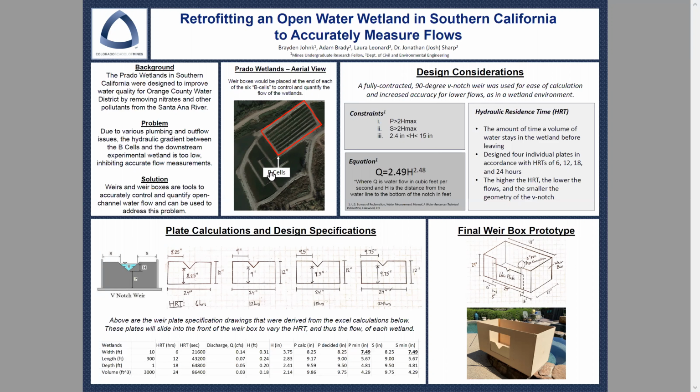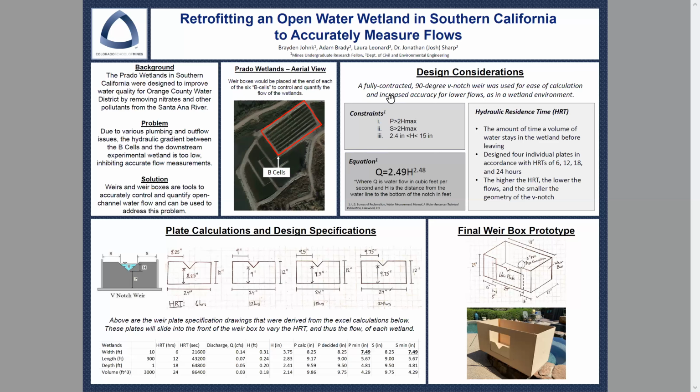So right here is an aerial view of the Prado wetlands, and these Weir boxes we place at the end of each of these 6 B cells pictured in the red rectangle, and the water from these wetlands would empty into this experimental wetland below.